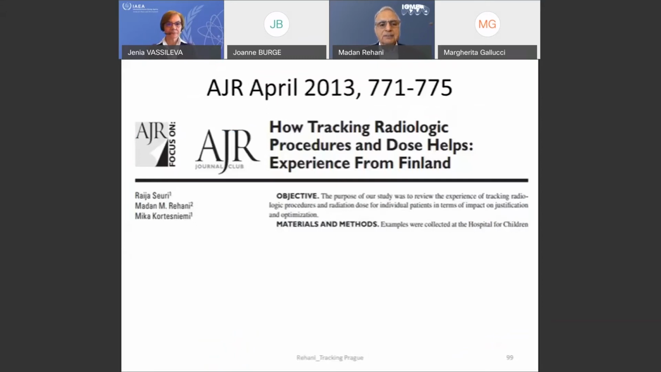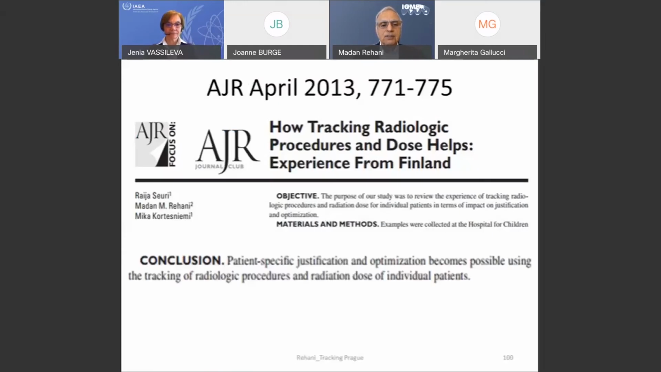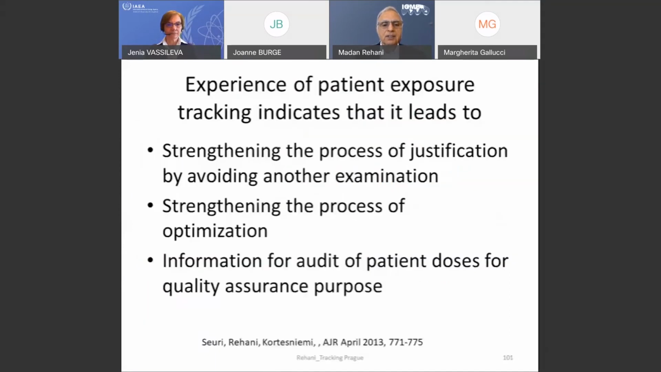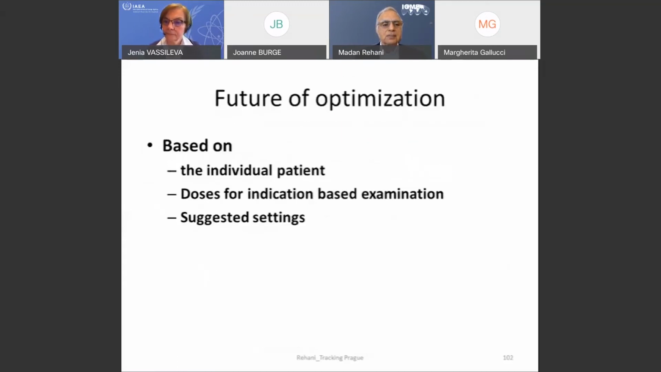We had published this paper almost 9 years ago from Finland, the experience, and the conclusion was that patient-specific justification and dose optimization is possible using tracking of the radiological procedures and cumulative dose. So the experience from the tracking at some centers who have been doing it for almost a decade shows strengthening the process of justification by avoiding another exam, strengthening the process of optimization, and information for audit purpose and quality. So this has been helpful.